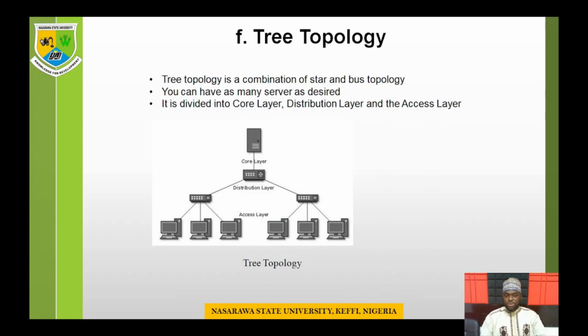Then we have the tree topology. The tree topology is a combination of star and bus topology. You can have as many servers as you desire. It is divided into the core layer, distribution layer, and the access layer. So if you look at it, it's a kind of tree-like structure.